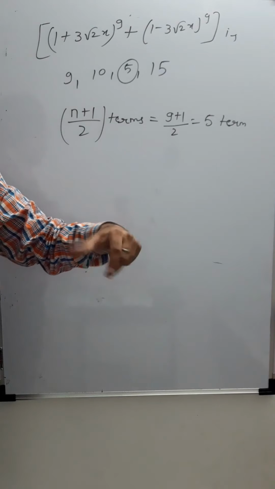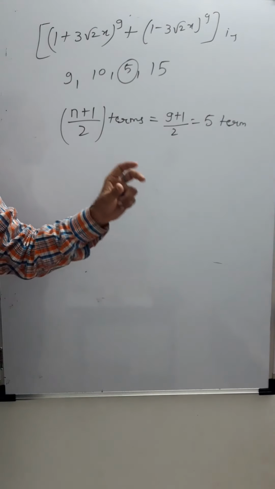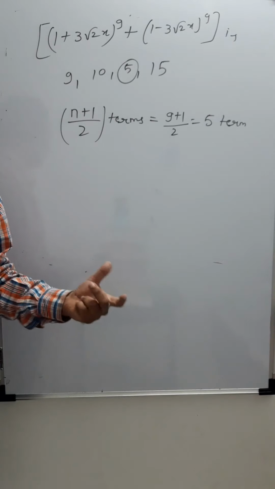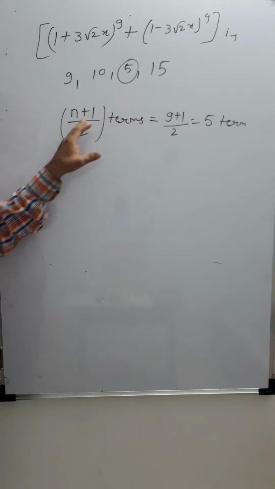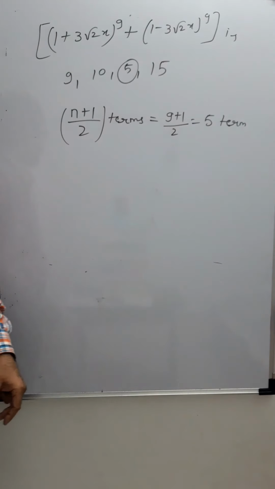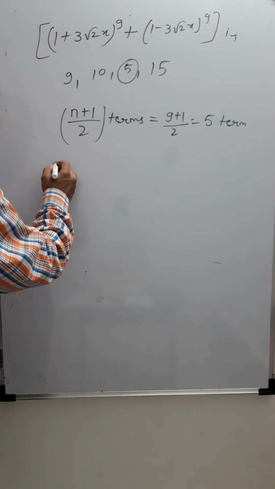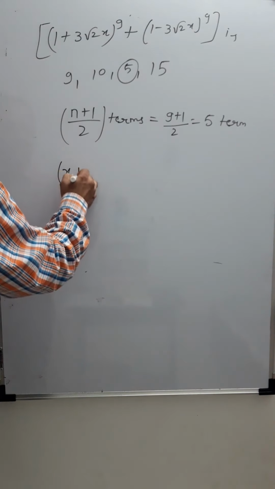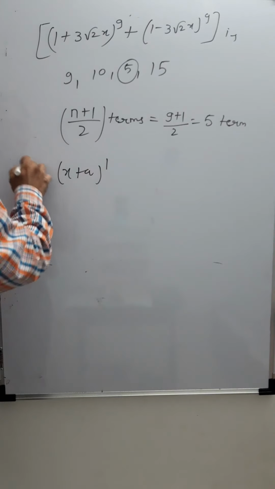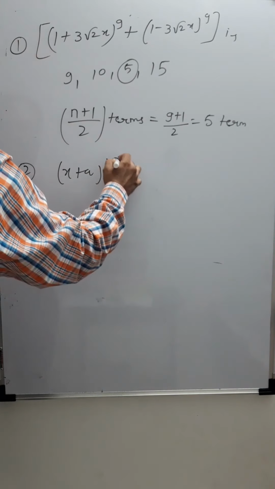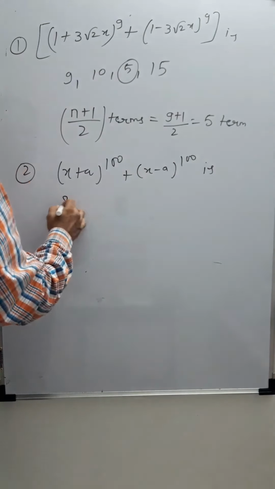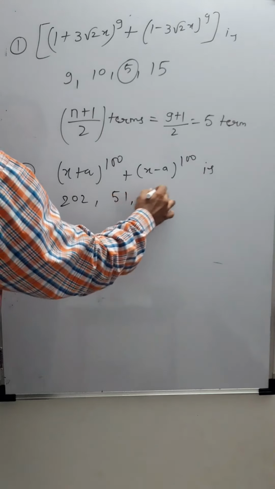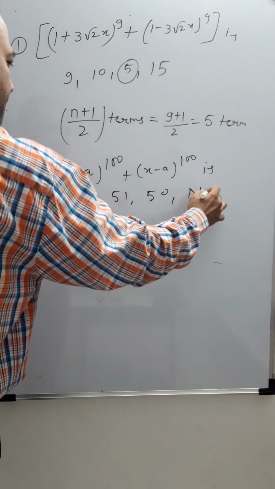We are not here to tell the values of those terms. Here we are telling the total number of terms after simplification. So with the help of that formula, (n plus 1) by 2, we'll have 5 terms. Fine. See another situation. Total number of terms in the expansion of the given expression with power 100 is 202, 51, 50, or none.